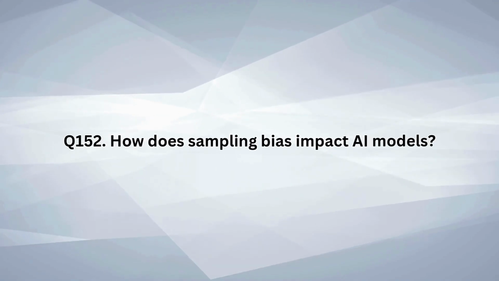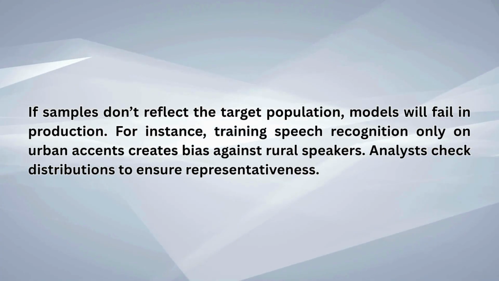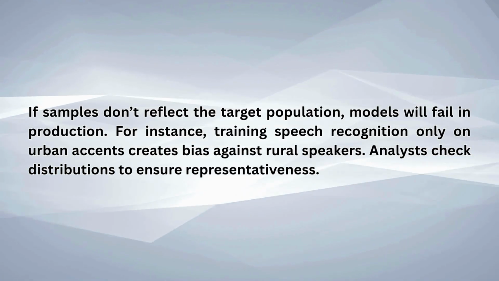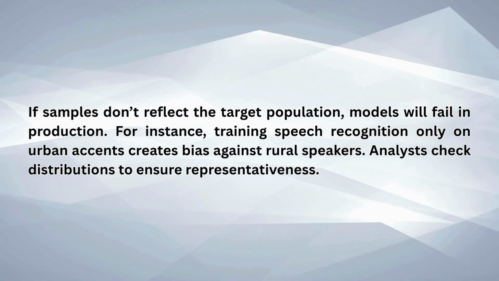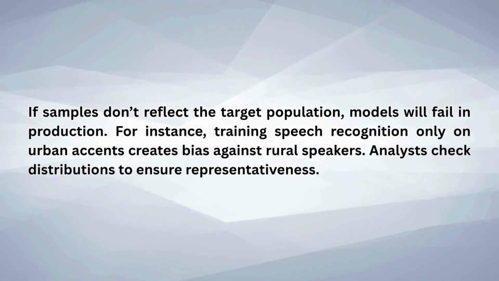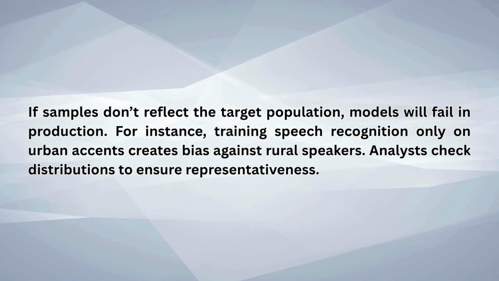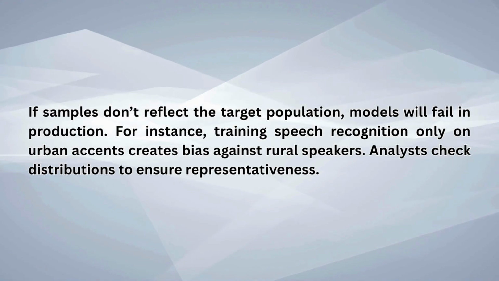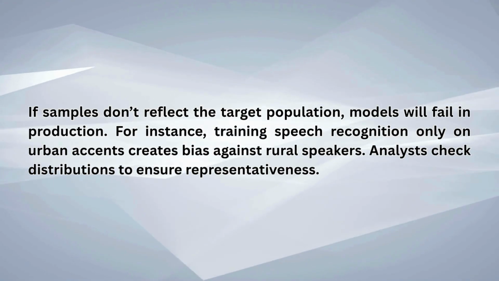How does sampling bias impact AI models? If samples don't reflect the target population, models will fail in production. For instance, training speech recognition only on urban accents creates bias against rural speakers. Analysts check distributions to ensure representativeness.